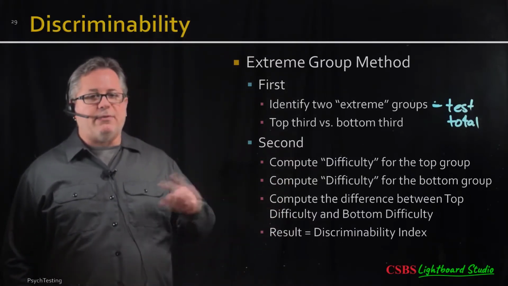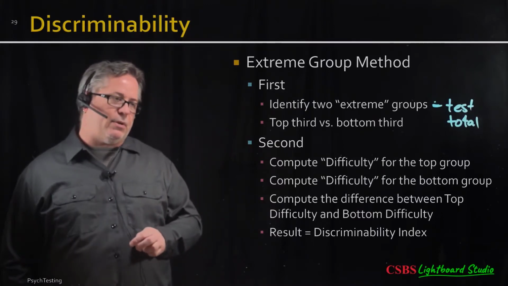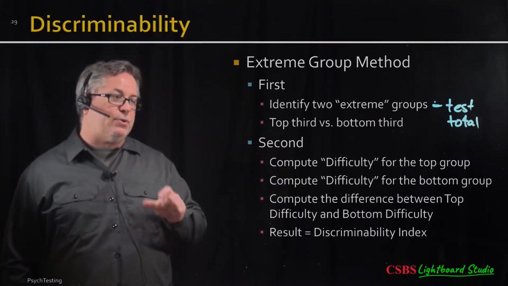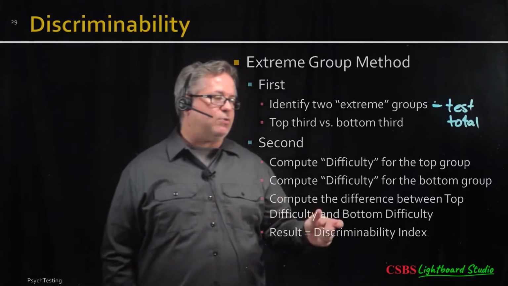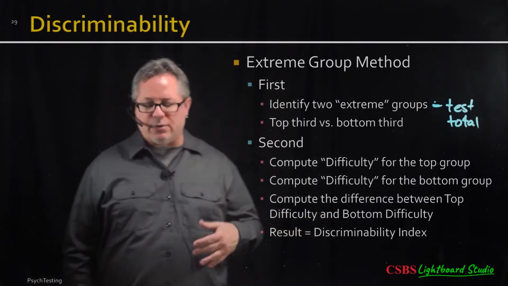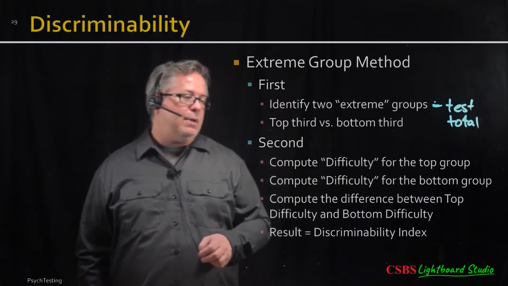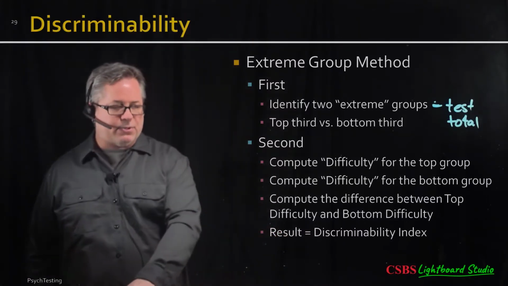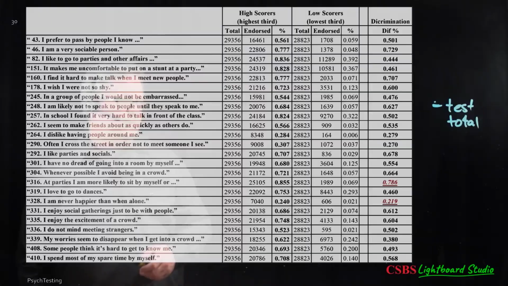And if there's a big difference in the difficulty between the extreme high and extreme low groups, then that item has a higher discrimination or higher discriminability score. And so you can create this discriminability index. When we started talking about that last time, I feel like we went through it kind of fast.